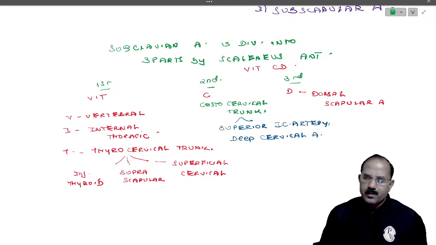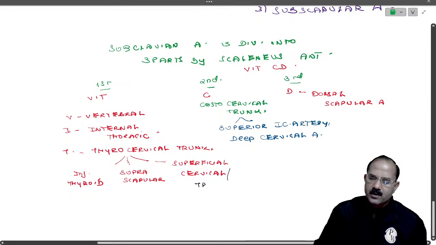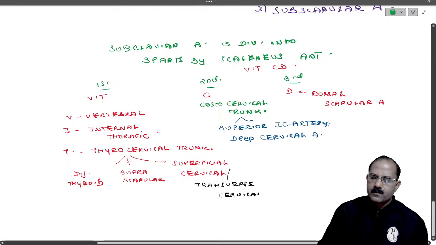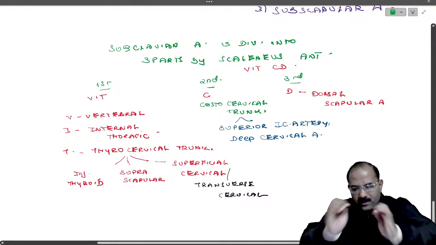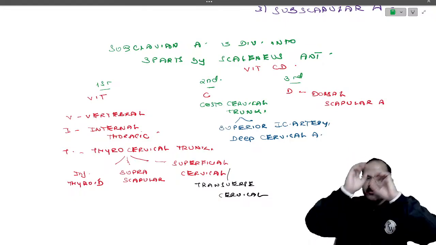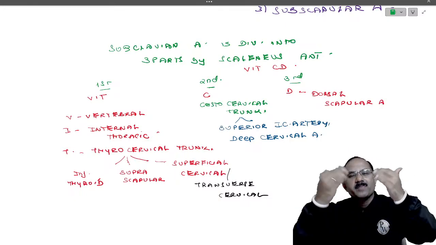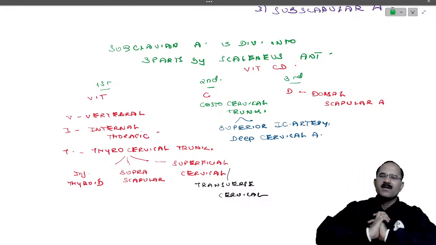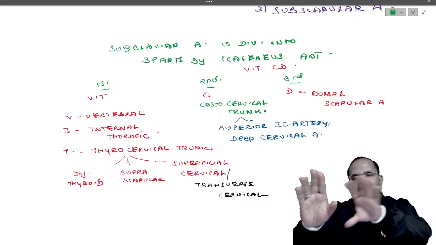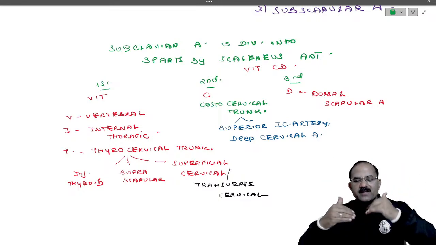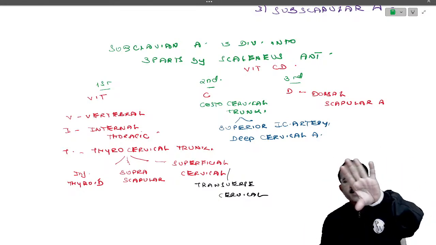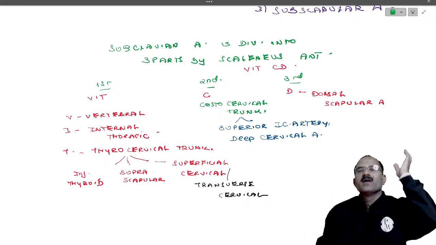Some books है ना, some books superficial cervical को mention करते हैं transverse cervical, right? So branches of subclavian artery के तीन parts बनते हैं. By the scalenus anterior, first part is before the muscle, second part is behind the muscle, third part is after the muscle. First part के तीन branches VIT, vertebral, internal thoracic, thyrocervical trunk. Second part की branch is C, costocervical trunk, and third part is D, that's dorsal scapular.